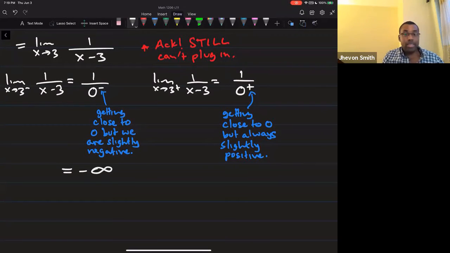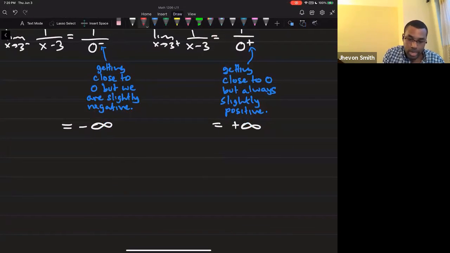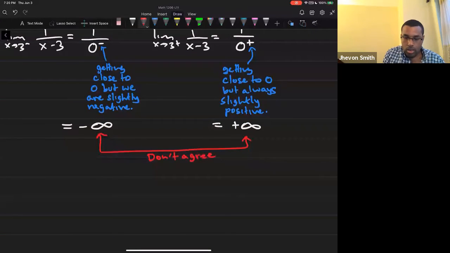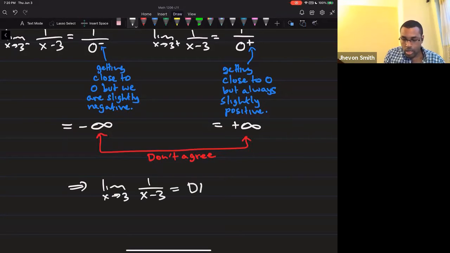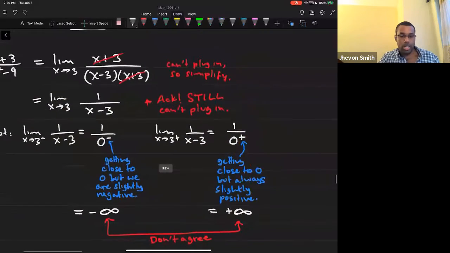So this guy is going to give you a negative infinity. Not because dividing by 0 gives you negative infinity, because we're not dividing by 0. We're always slightly negative. Whereas over here, you would get positive infinity. Now, the fact that those two don't agree is what's going to tell you that the limit as x approaches 3 of 1 over x minus 3 does not exist. And that's going to be your answer. There's no answer here. It does not exist.